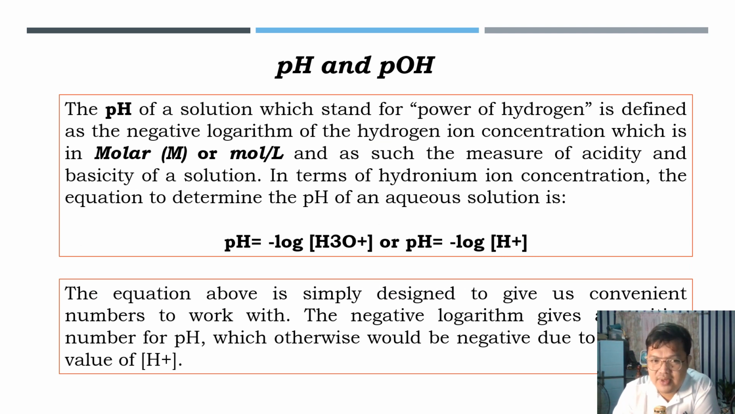Continuing with this one, the pH of a solution, which stands for power of hydrogen, is defined as, okay, that was already in the previous slide, this is the follow-up. The equation above is simply designed to give us convenient numbers to work with. The negative logarithm gives numbers for pH which otherwise would be negative due to the value of H plus. This is explained by the computation later.